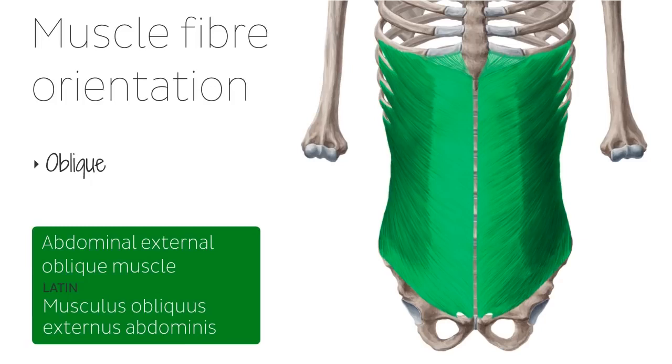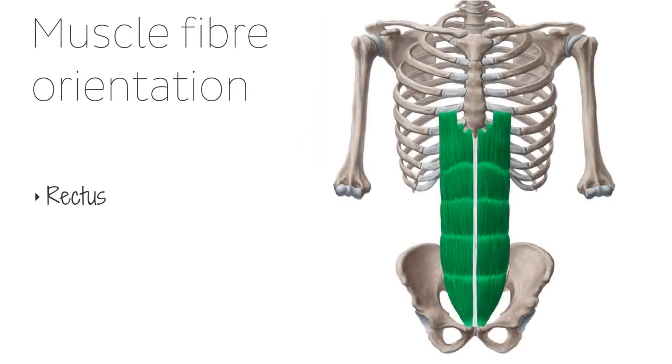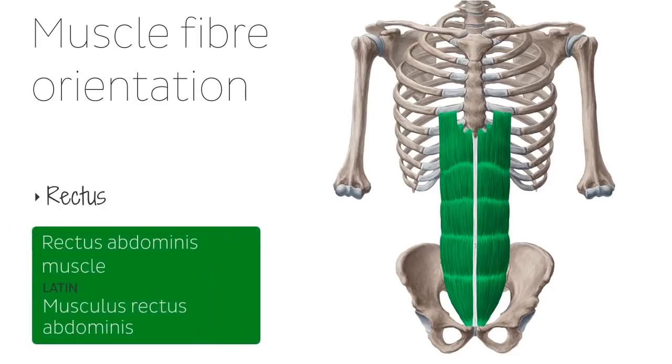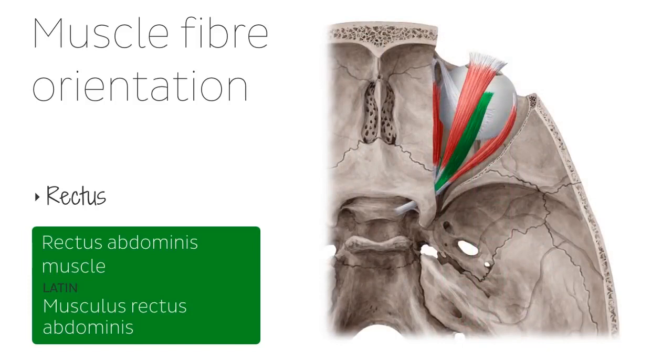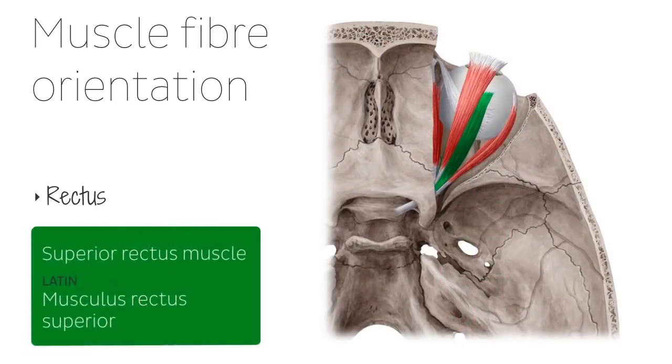And here we can see the external oblique muscle, whose fibers, as you can see, run obliquely. And finally, the term rectus describes muscle fibers that run parallel to the midline, such as in the case of the rectus abdominis muscle, which is seen here. And the word rectus in Latin means straight and can also be used to describe a muscle that runs straight. For example, the superior rectus muscle, which is one of the 4 rectus muscles that control the movement of the eye.